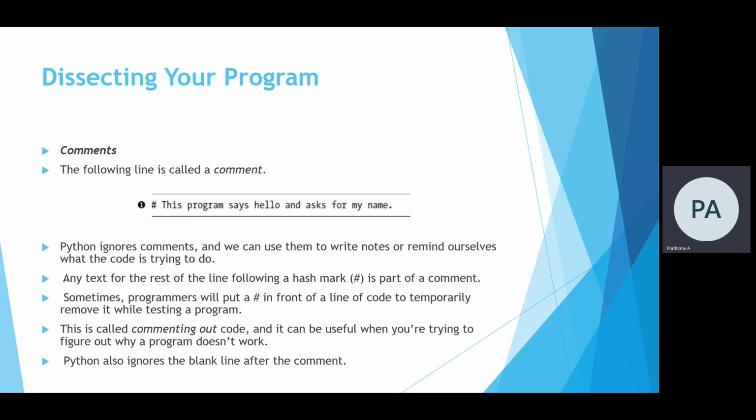You can see here the first line, the hash symbol. Any line that starts with this symbol will be treated as a comment line in Python. See, this program says hello and asks for my name, and it begins with the hash symbol. So Python is going to ignore these comments. It's just for the user's understanding. Any line started with a hash mark will be treated as a comment line.